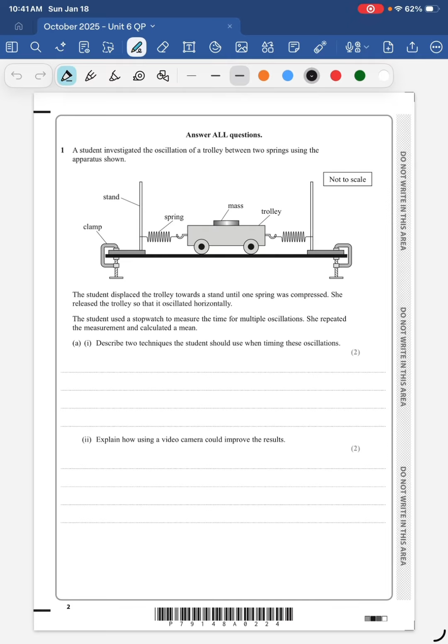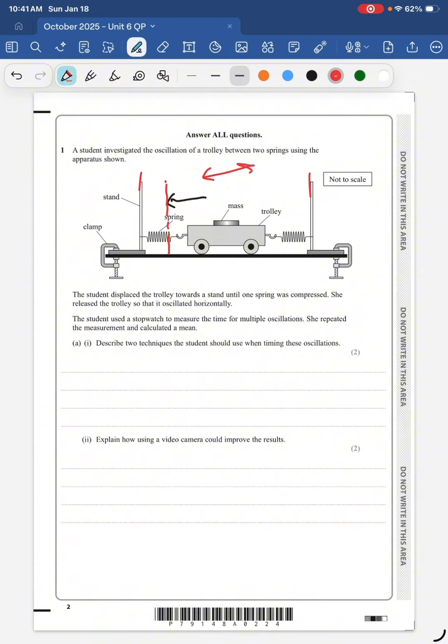So question 1. A student investigated the oscillation of a trolley between two springs using the apparatus shown. The student displaced the trolley towards a stand until one spring was compressed. So I guess they mean towards a stand, so this way. Okay, so the spring was compressed. She released the trolley so that it oscillated horizontally. So if you push it here and release it, you're gonna have an oscillation like this, back and forth between the two stands, this one and this one.